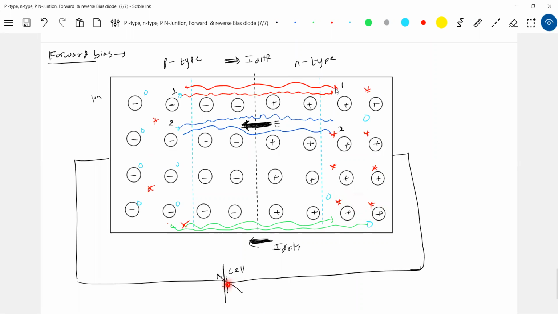Same thing here. The positive terminal: the electron wants to go like this, but because of this positive terminal, instead of moving like this, it will try to move here. So the number of minority carriers crossing the depletion layer will decrease. As I increase the bias here, the minority carriers will decrease. Majority carriers are able to move easily. Along with the most energetic ones, the other majority carriers are able to flow.